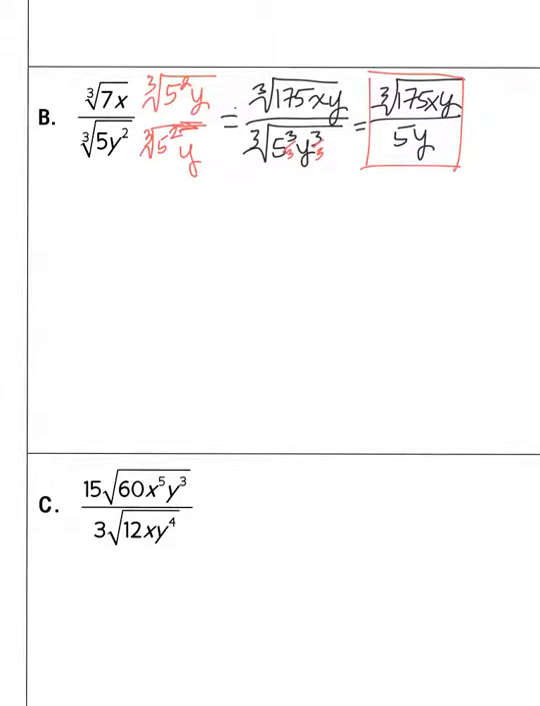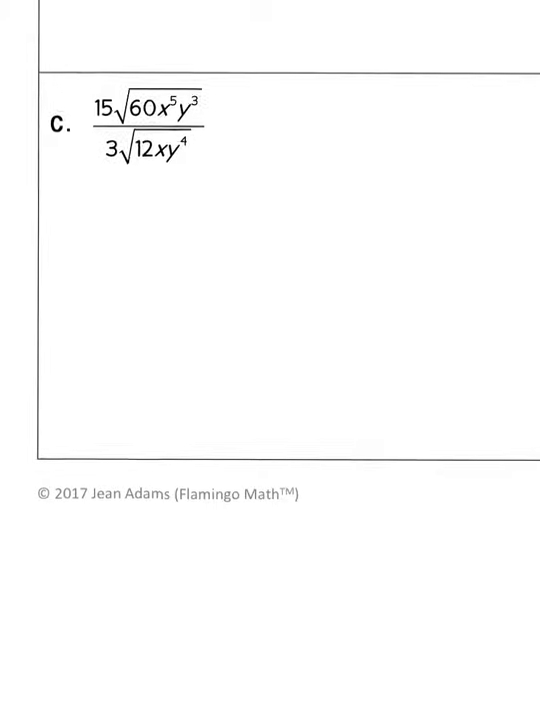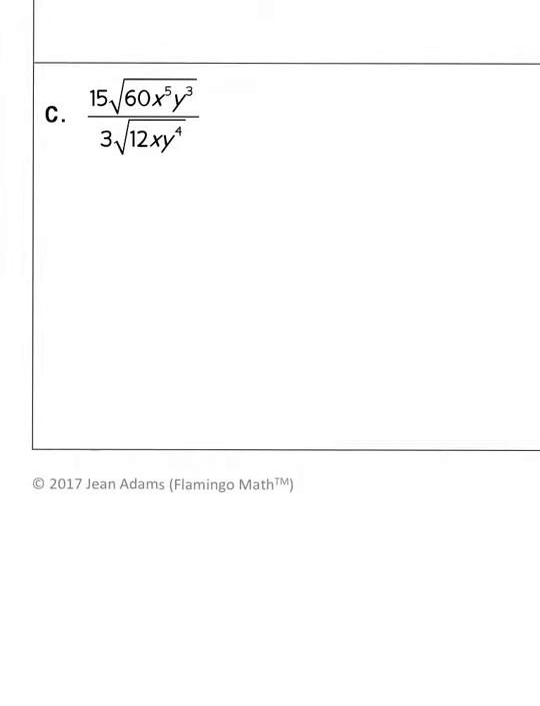All right, let's look at C. So C has some numbers outside of the radical, so you can reduce anything that's outside of a radical with what's outside and anything that's inside with what's inside. So let's start there. The 15 and the 3 are both divisible by 3, so 3 divided by 3 is 1, 15 divided by 3 is 5. And the 60 and 12 are both divisible by 12. So 12 goes into 12 once, and 12 goes into 60 5 times.